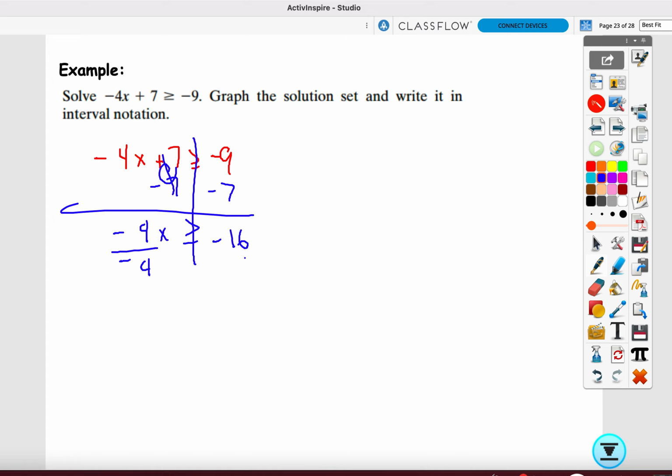Divide both sides by negative 4. We're dividing by a negative, so we get x is less than or equal to positive 4. We have the solution set. Now we have to write it in interval notation. It wants us to graph it too.